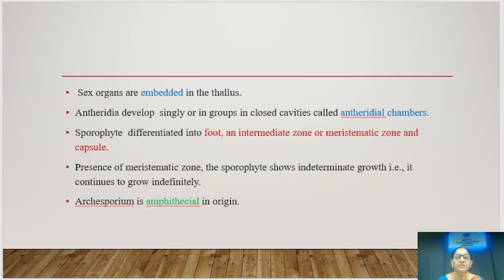Within the cells, the chloroplasts are single and they have the pyrenoids. Regarding the sex organs, they are embedded in the thallus. The male reproductive organs called the antheridia are always present in groups or singly and in a closed cavity called the antheridial chamber. The archesporium is amphithecial and the sporophyte is differentiated into foot, meristematic zone and the capsule. The meristematic zone or the intercalary growth is very continuous and it grows indefinitely.